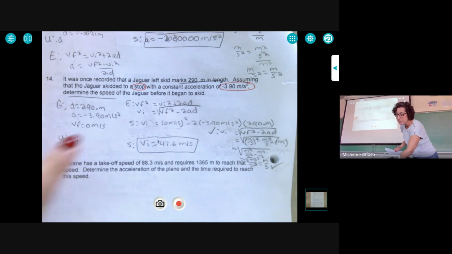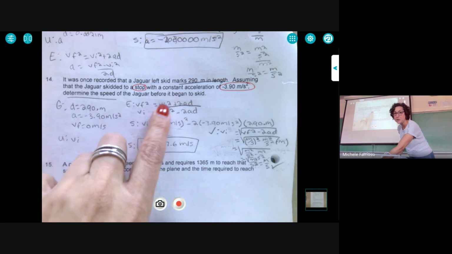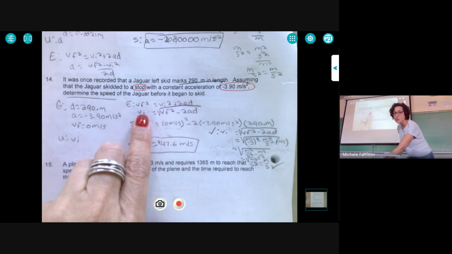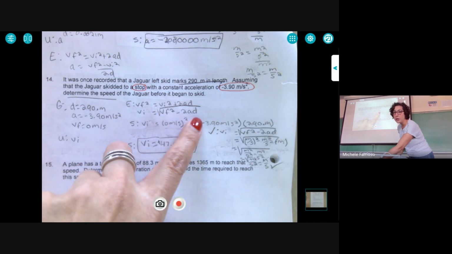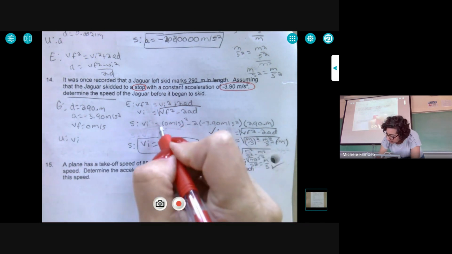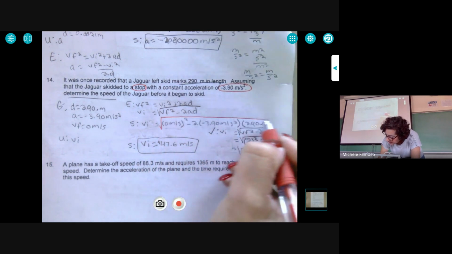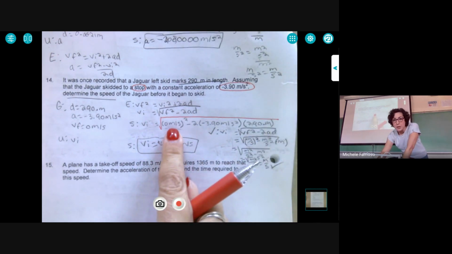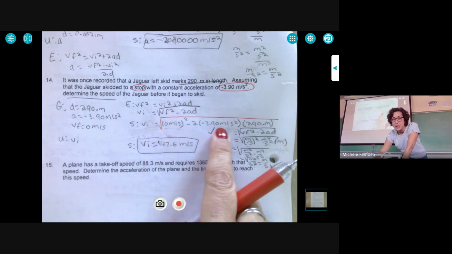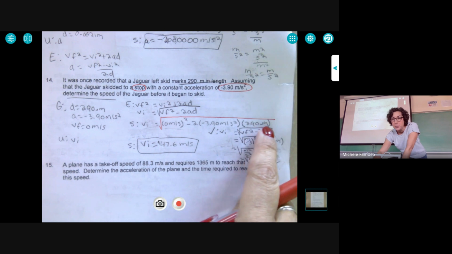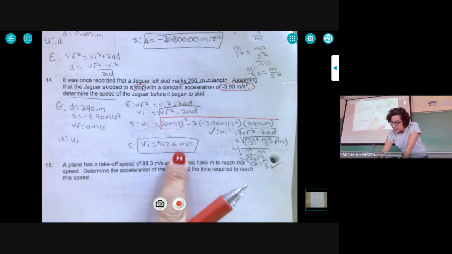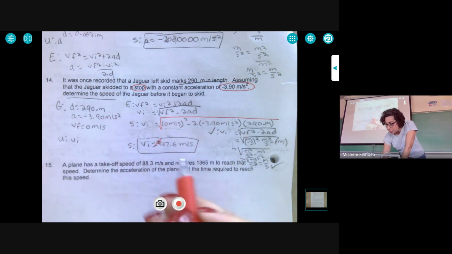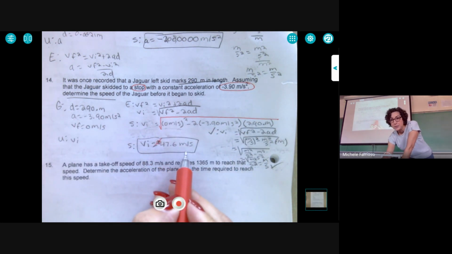Looking for VI. It's the same equation. VF squared is VI squared plus 2AD. So VI is the square root of VF squared minus 2AD. We're missing one thing right here: you have to have your radical sign there as well. So we have our 0 meters per second, that quantity gets squared, minus 2 times negative 3.90 meters per second squared times 290 meters. Then you take the whole square root of that, giving us 47.6. This was just a speed, so we don't need the sign on there: 47.6 meters per second.